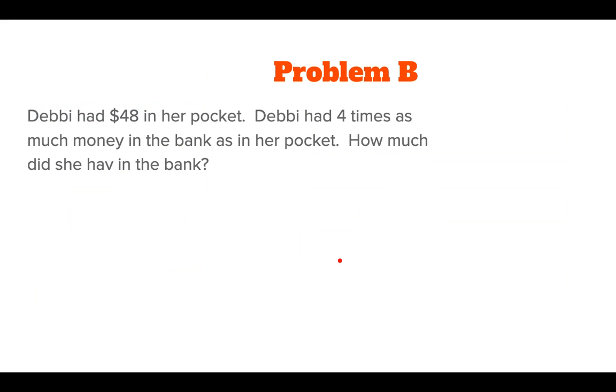Let's try it again. Debbie had $48 in her pocket. Debbie had 4 times as much money in the bank as in her pocket. How much did she have in the bank?